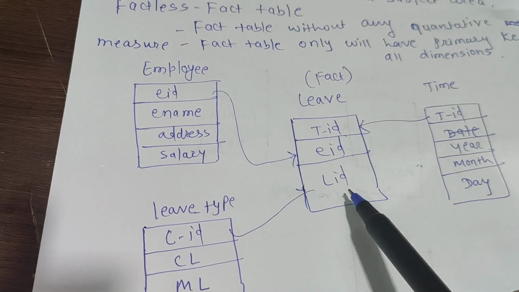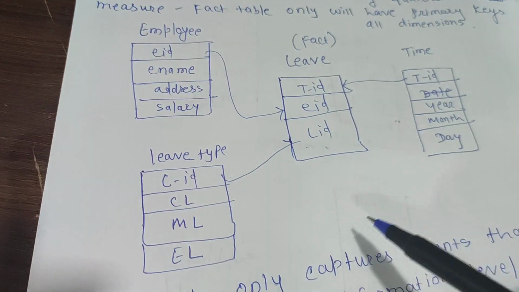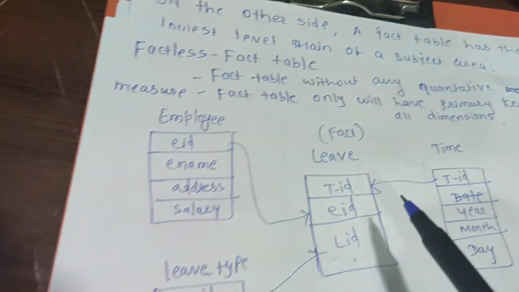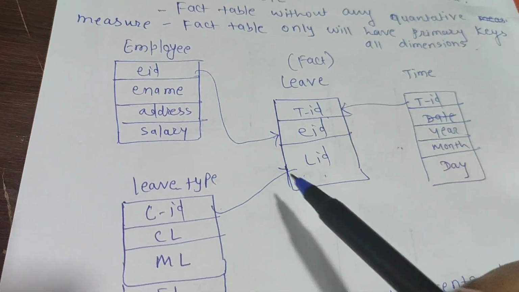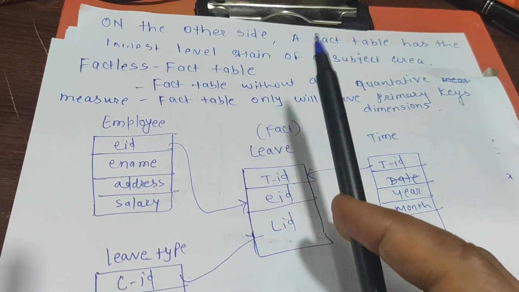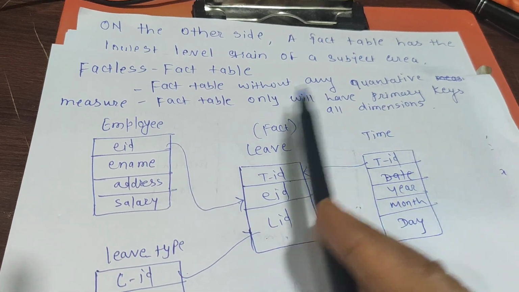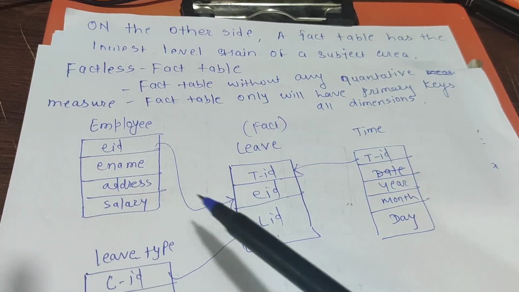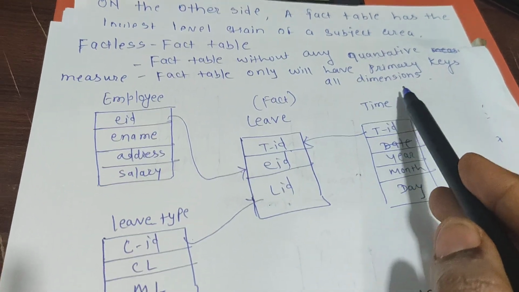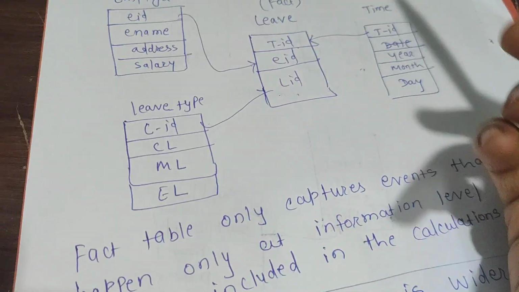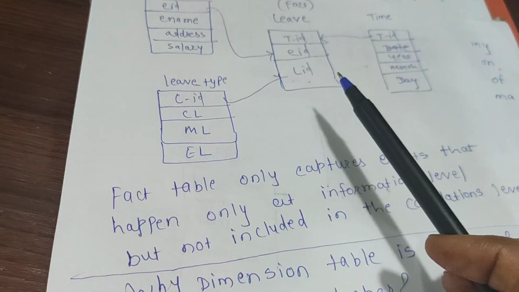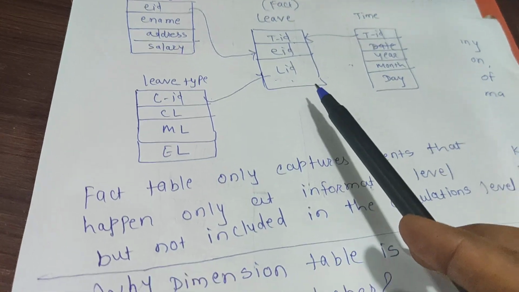There is no fact in the fact table. That's why it is called a factless fact table. Only surrogate keys of all the dimension tables are present in the fact table. So a fact table without any quantitative measure is a factless fact table. The fact table only has the primary keys of all dimensions. In which situation will we require a factless fact table?